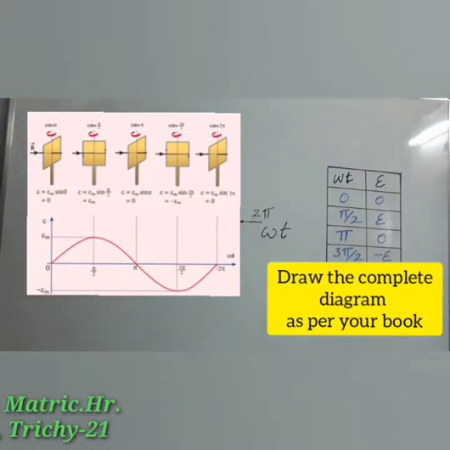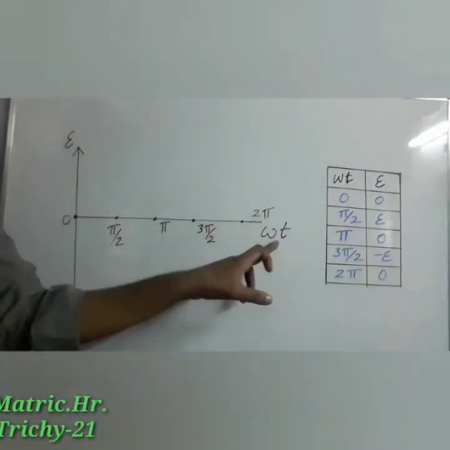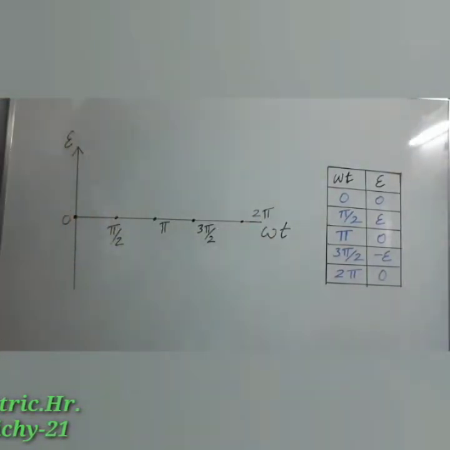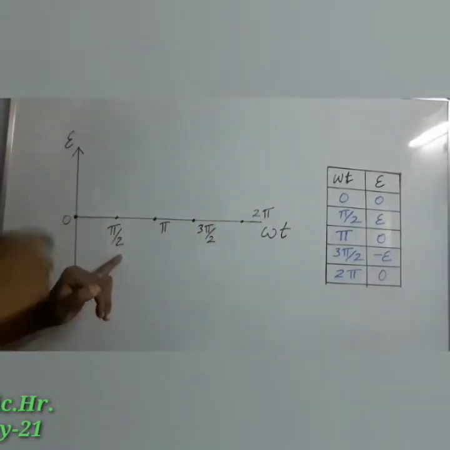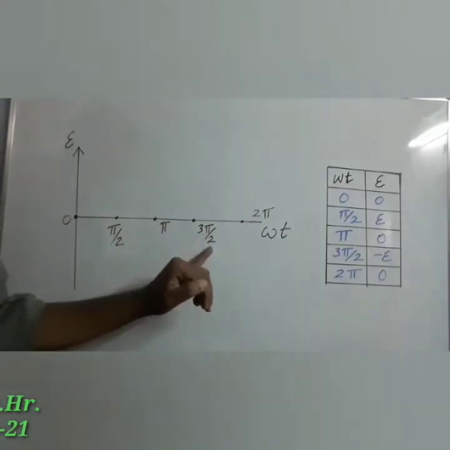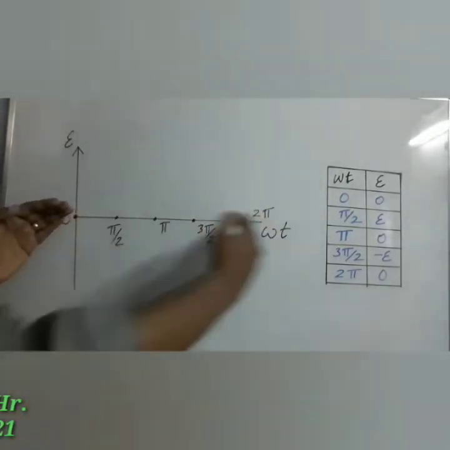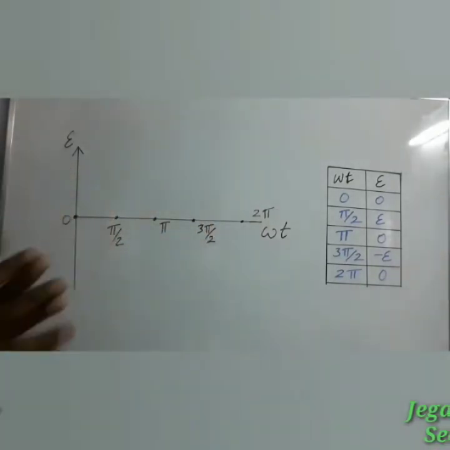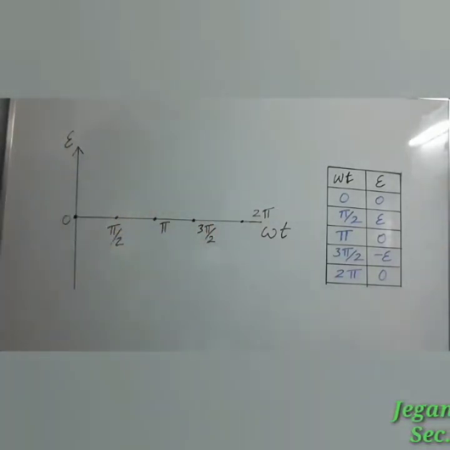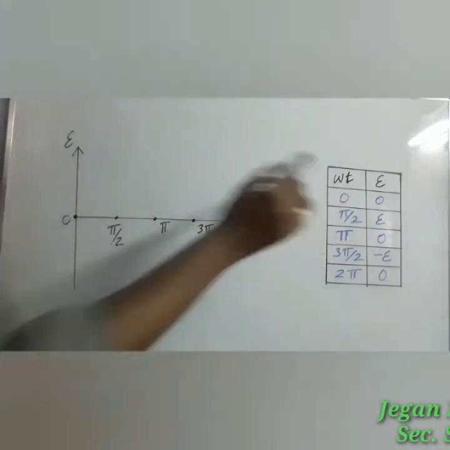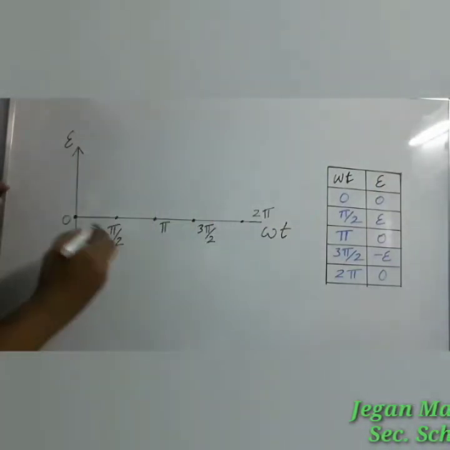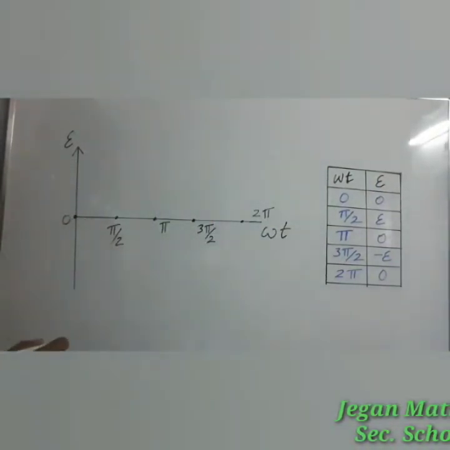Now we are going to draw the graph between the time angle omega t, which is taken on the x-axis, and the corresponding induced EMF, which is taken on the y-axis. So I have taken the angles 0, pi by 2, that is 90 degrees, pi, 3 pi by 2, and 2 pi. Now we are going to find the induced EMF for the corresponding angles. First one, angle is 0, omega t equal to 0. What is the induced EMF? That is also equal to 0. The point will be here.